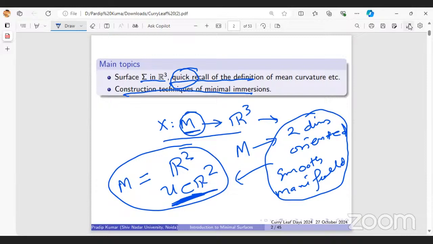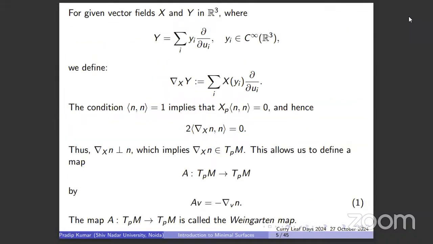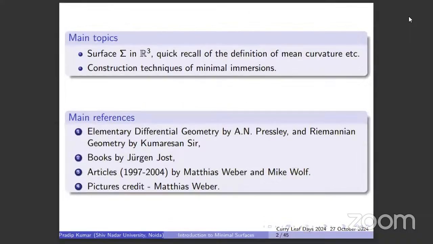Moreover, there are a lot of references. In the talk, I do not mention any references in the slides, so I'm writing all the references here. At the end also I will write them down. Whatever concepts I discuss, like minimal surfaces, mean curvature, Gaussian curvature, the Weingarten map, these are the two textbooks, and then a few articles by Weber and Wolf, which they wrote together during 1997 to 2004. You can search these three things, and then you can ask me after the talk to provide the exact content.